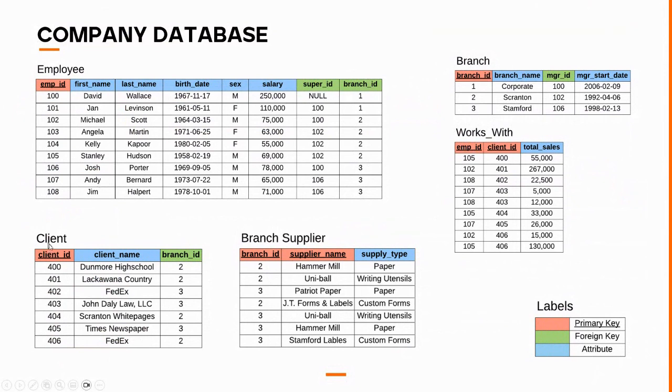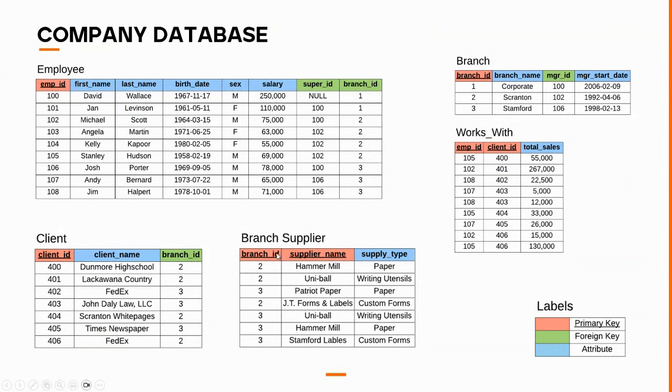Similarly, then we have a client table. So these are the client IDs which are unique. It's a primary key, then their client name, and then branch ID. Now, what does this mean? It means that this client belongs to this branch. So Dunmore High School is being taken care of by the Scranton branch. So the employees who are in the Scranton branch, this number two, are managing the client Dunmore High School.